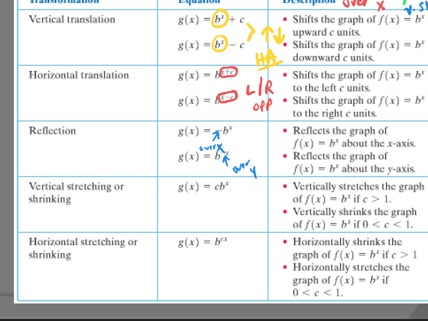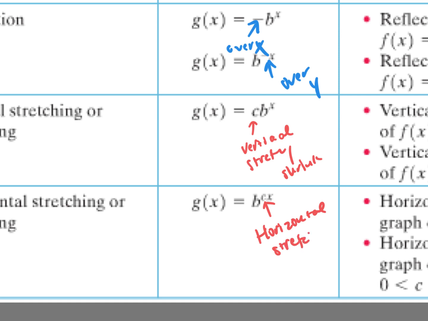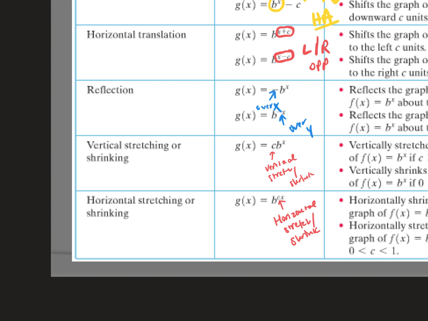And then your shrinks and your stretches. If it's vertical, it's going to be out in front, the vertical stretch or shrink. And if it's with the exponent, it's your horizontal. And again, it's the opposite of what you think. So you can tell a lot about your exponential function just by looking at the equation itself. You can tell if it's going to move left, right, up, down, if it's going to reflect, anything like that.